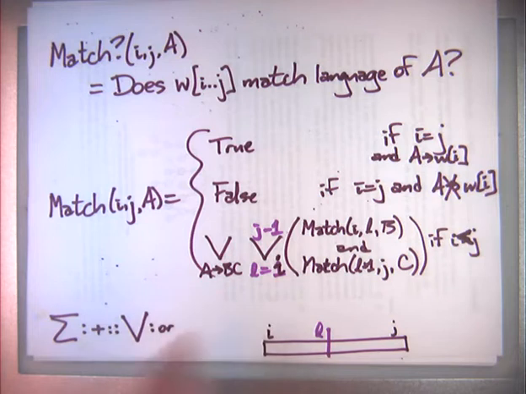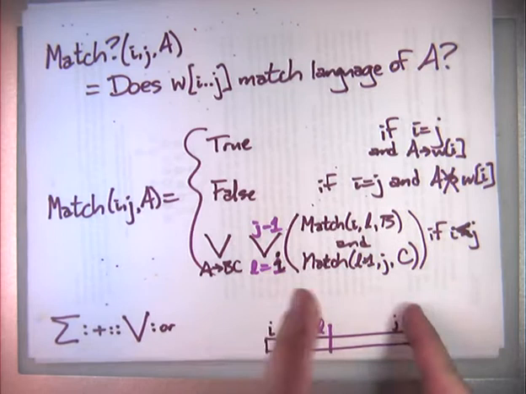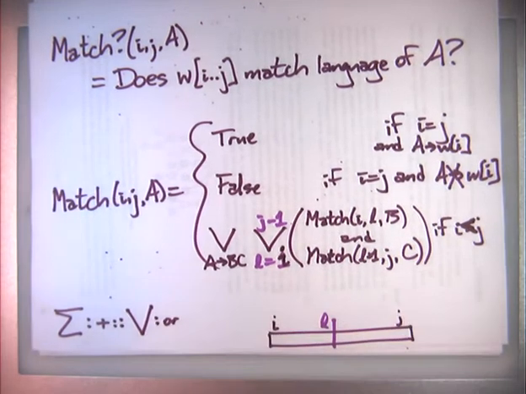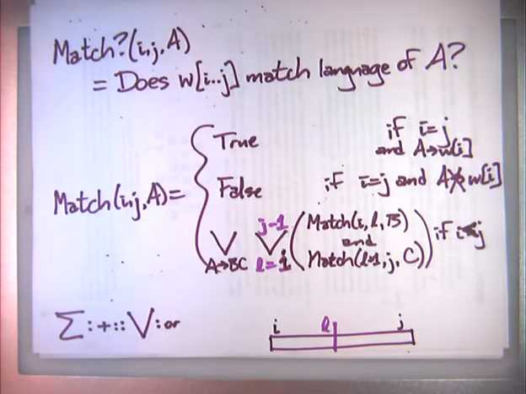So L is i plus 1? No, L could be i. So remember, i and j are the first and last indices of the substring I'm looking at. So if I want to pass in a string of length 1 to the left, that string of length 1 starts at w_i and ends at w_i. So L is equal to i in that case. If I want to pass at the other extreme a string of length 1 to the right, that's going to start at j and end at j, in which case L is equal to j minus 1.